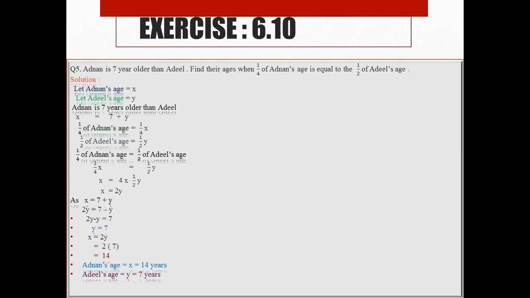And the other equation is x is equal to 2y. Put the value of y in this: 2 into 7 is 14. We supposed in the beginning that Adnan's age is x, so Adnan's age will be 14 years. And Adil's age, which we supposed y, is equal to the value of y, which is 7. So Adil's age is 7 years. Clear?